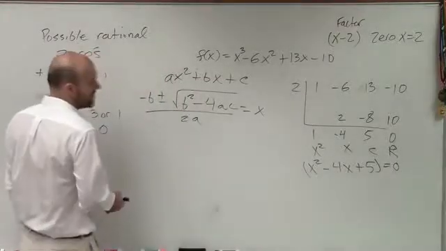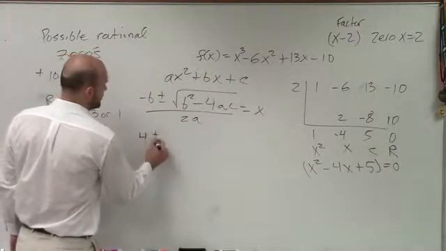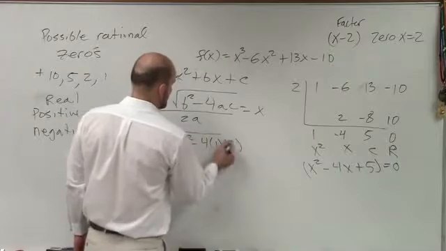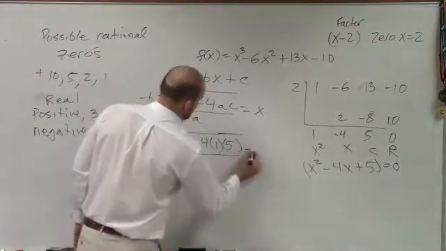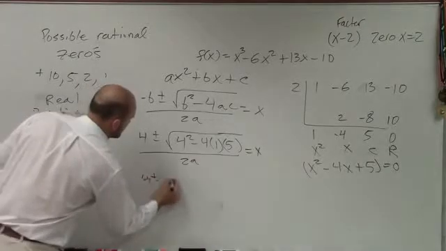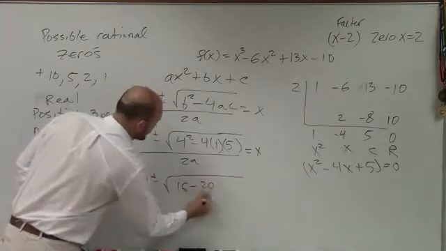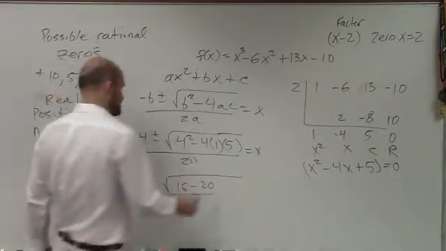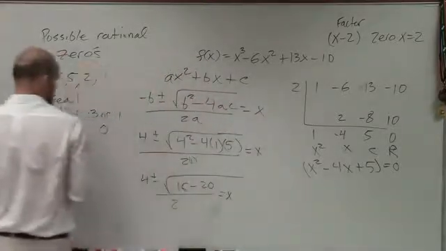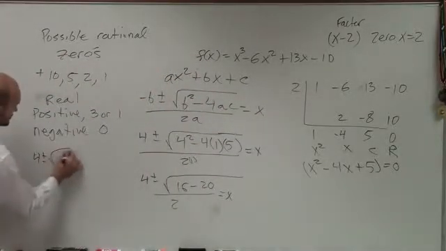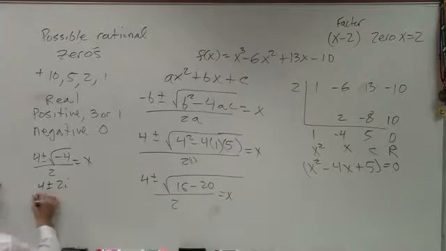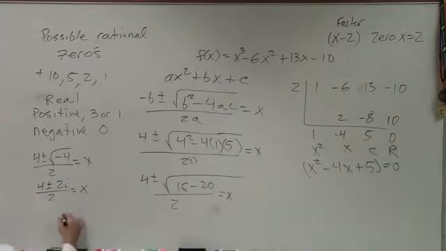So let's confirm this by the quadratic formula. Plus or minus 4, the square root of 4 squared minus 4 times 1 times 5, so 16 minus 20, divided by 2 times a, which is 1. So we have x equals 4 plus or minus the square root of -4 over 2. That is 4 plus or minus 2i over 2. So x equals 2 plus or minus i.